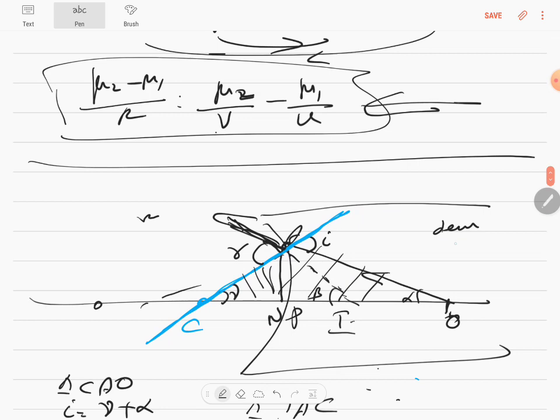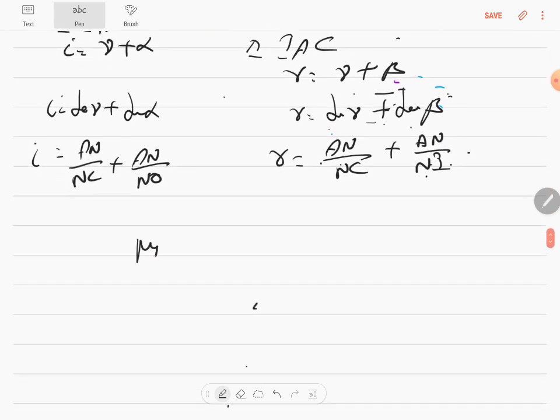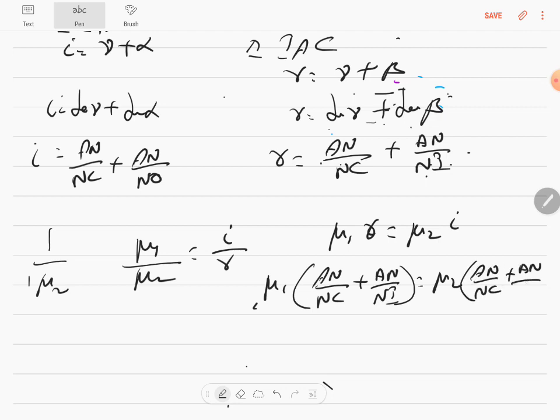Here the object is in the denser medium. So it's entering from denser to rarer. So you should write mu 1 by mu 2, it's 1 by mu of 2 with respect to 1. So it's mu 2 by mu 1 is equal to i by r. Cross multiplying, mu 1 into r is equal to mu 2 into i. So mu 1 into what is r? AN by NC plus AN by NI is equal to mu 2 into what is i? AN by NC plus AN by NO. AN throughout will get cancelled.